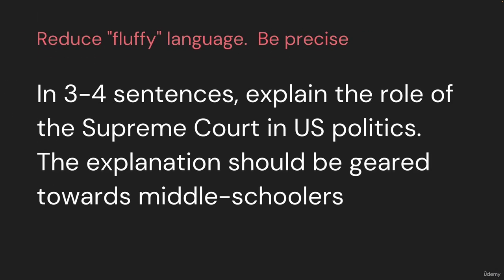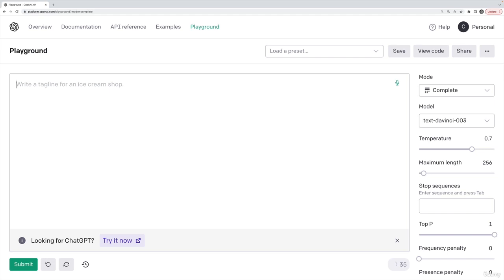Another thing that's very important is to reduce any fluffy or imprecise language. Try and be as direct and precise as possible. So this prompt is asking for basically a simple explanation of the role of the Supreme Court in U.S. politics. And one way of doing that would be, write me a simple explanation of the role of the Supreme Court in U.S. politics.